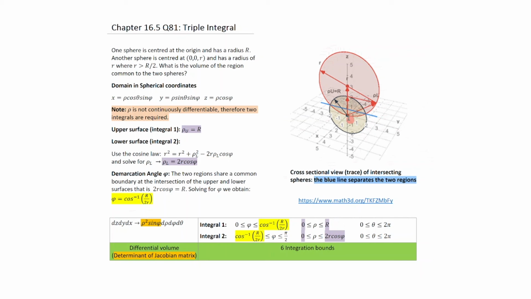pi over 2. So eventually, when we reach the point at the origin, we're basically pointing in this direction. So the angle phi, which is from here to here, would be 90 degrees. So that now allows us to set things up.